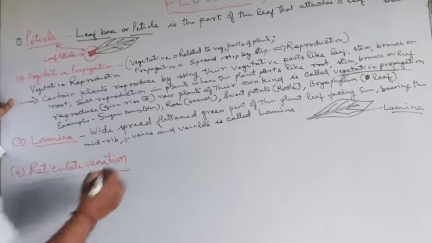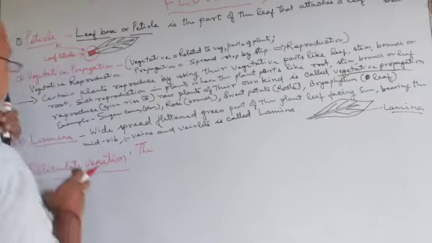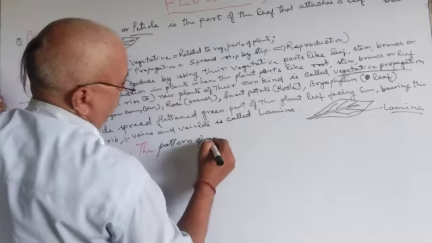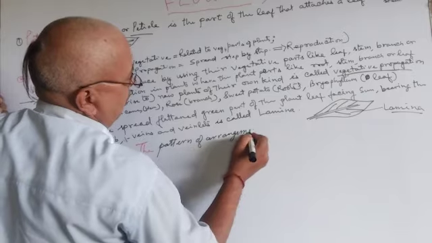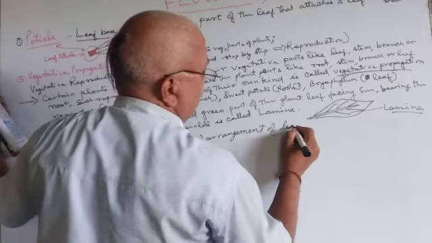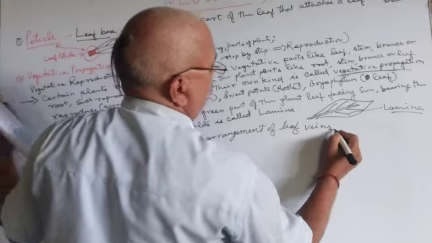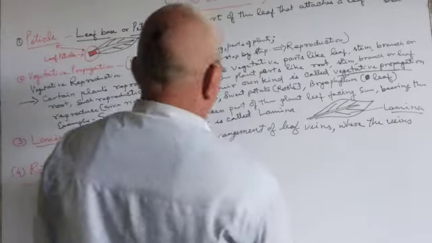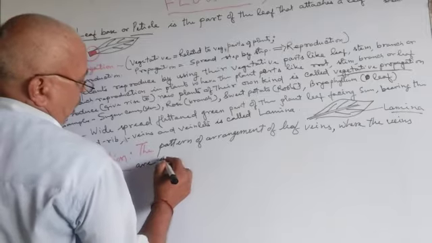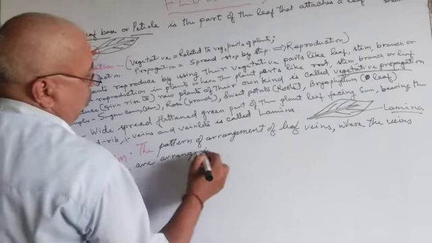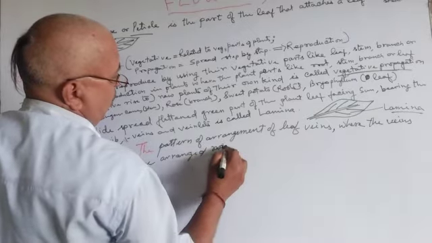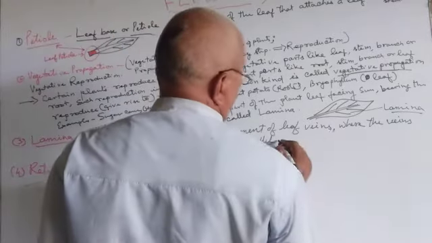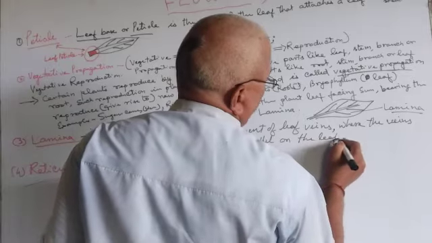What is reticulate venation? The pattern of arrangement of leaf veins where the veins are arranged non-parallel on the leaf lamina.